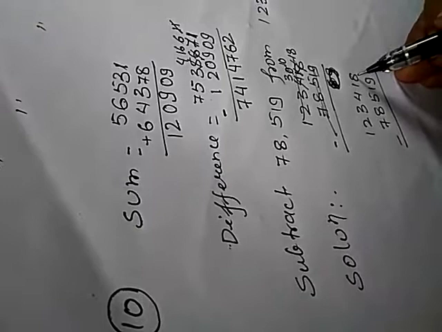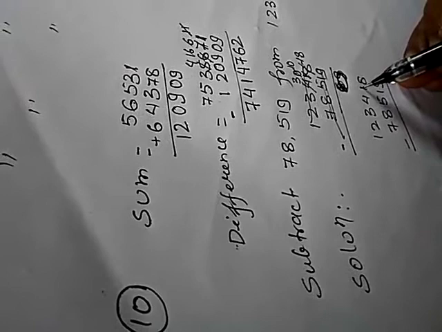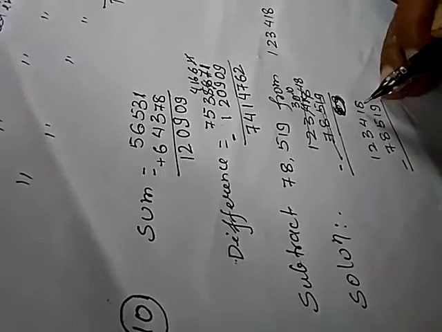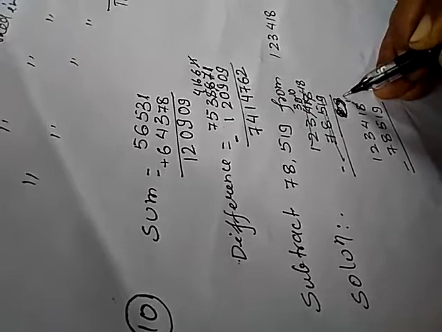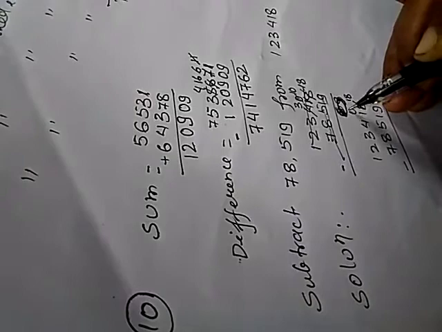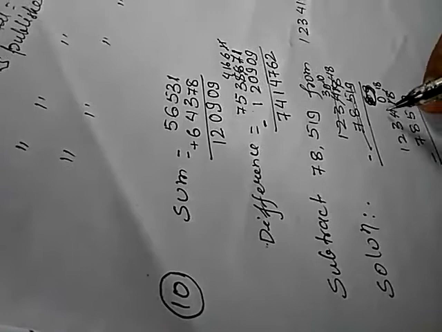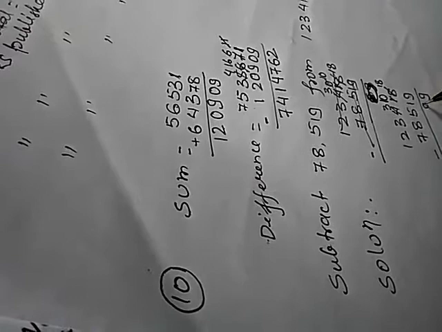9 cannot be subtracted from 8 because 8 is smaller, 9 is bigger. So naturally we have to carry 1 from the neighboring digit. Now see, 1 is carried from here, now it will become 18 and it will become 0. Now from 18 we will subtract 9, we will get 9. From 0, 1 cannot be subtracted. Naturally we should carry here 1. Now it will become 10. From 10 we will subtract 1, we will get 9.